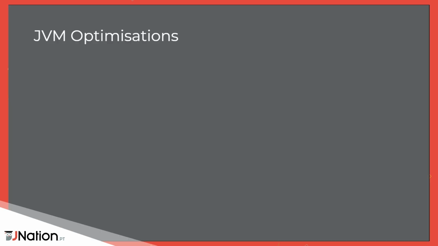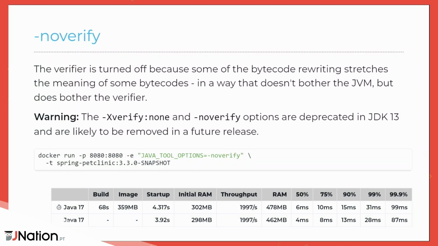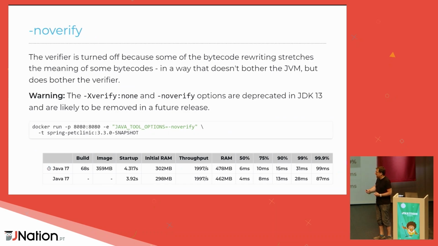Let's talk about some Java optimizations. When using buildpacks, you can provide the Java tool options parameter, and you can do some nasty things like no verify. That's not something you should do in production, but maybe during development it helps quite a bit. As you can see, we almost gain half a second in the startup of the pet clinic. No verify means basically the classes which are loaded are not verified. So the verification is the overhead, and we just turn it off. But actually, it's a security feature, so don't do it in production.